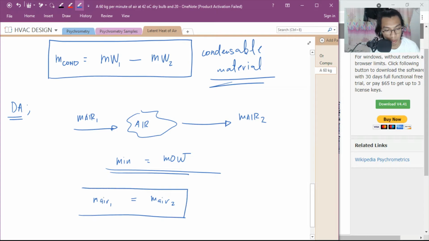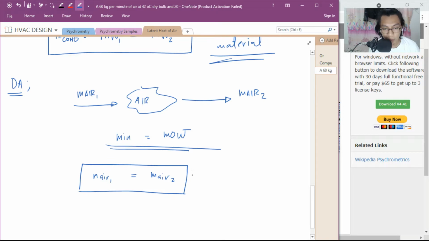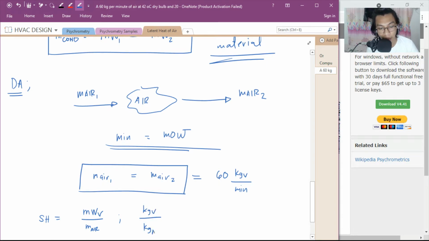There it is. If these two are equal, then therefore, it equals the 60 kilogram of vapor every minute passing through the system. Now, we can say that our specific humidity is equal to the mass of water vapor divided by the mass of air passing through our system. That's why it is kilogram vapor per kilogram air. Check.